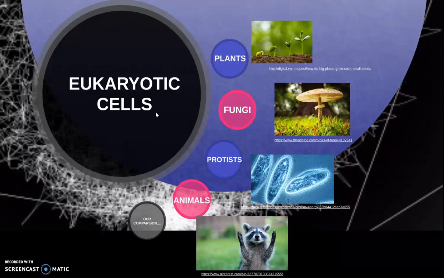So that's eukaryotic. And the DNA for a eukaryotic cell is found in the nucleus, where prokaryotic, it's more free-floating. So we'll talk about that later. Eukaryotic cells make up plants, fungi, protists, and animals. And yes, we're included in animals.